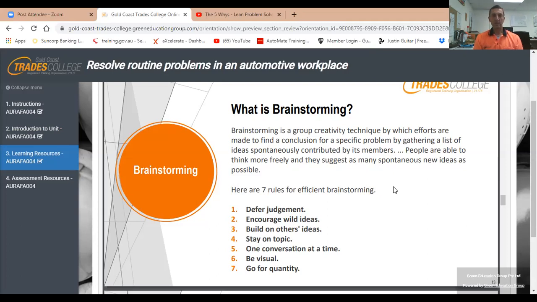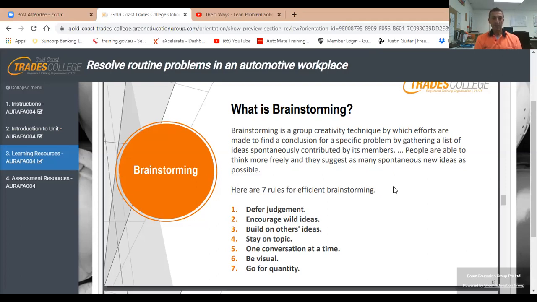Also, be visual. I think we all know some of us are visual, some of us learn in different ways and see things differently. Some people see numbers, some people would prefer the spoken word, and others are much more visual. I think I'm a pretty visual sort of person. I like to see pictures, and I think a lot of automotive mechanics are the same. So draw some pictures, use some butcher's paper up on a wall. So be visual.